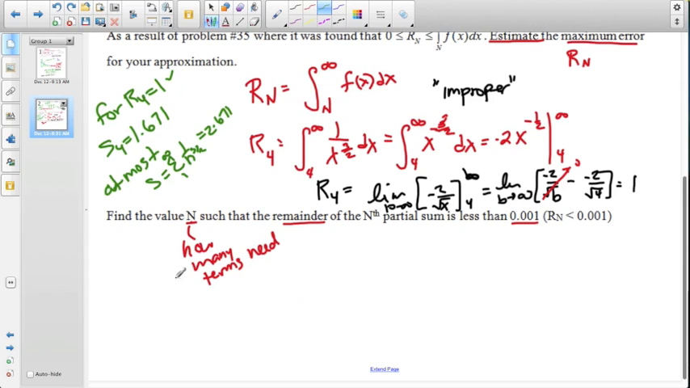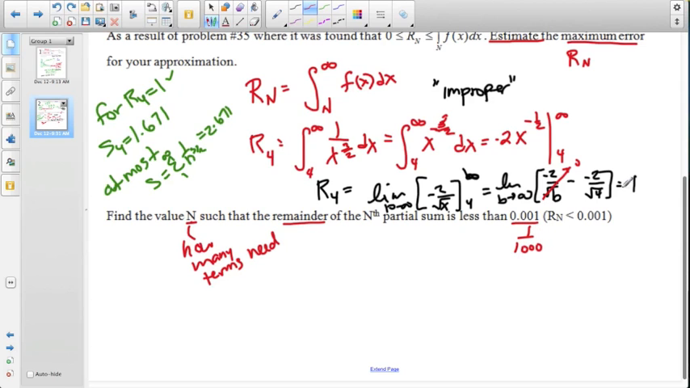So if we look at this, then the next type of question is, how far do we have to go out? What does this stopping point need to be in order to have a remainder of less than 1/1000th? So that's what that is.